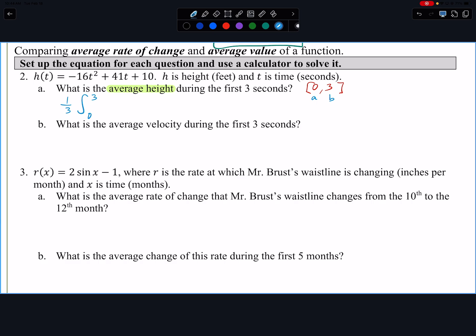Now here comes the cool part. Imagine you're on the AP test and you're stressed for time and you're hungry and you have a headache and you want it to be over. I know we've all been there when we're taking a test, right? Look, this is h of t, right? We could write all that out.